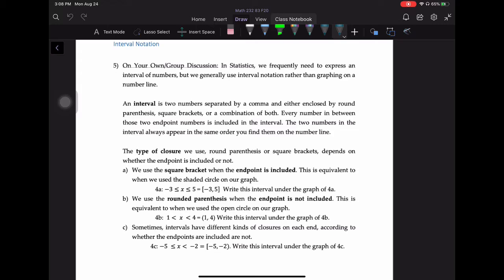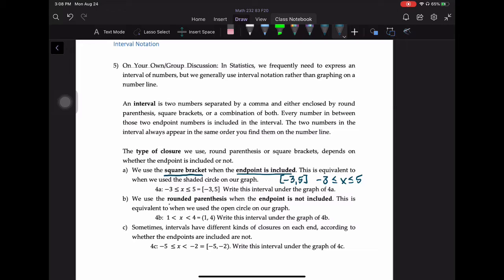First thing I want to focus on is that in interval notation, you're using either parentheses or brackets. And when you see a bracket, that means that the endpoint is included. So if I'm writing [-3, 5], that means that I'm going from -3 all the way up to 5. So -3 is included and 5 is also included.